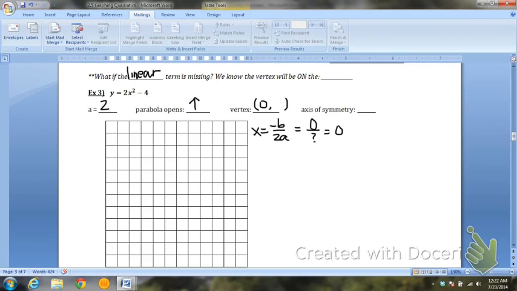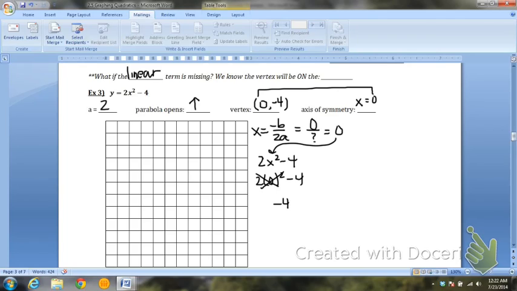And remember, we find the second coordinate by plugging 0 into our equation. So my equation is 2x squared minus 4. If I plug 0 in here for x, this is gone, right? So I just have negative 4. So the second coordinate is negative 4. My axis of symmetry is still there, even though it's x equals 0, right? Because it's the same thing as my h term. x equals 0 is still a line and it can still exist.